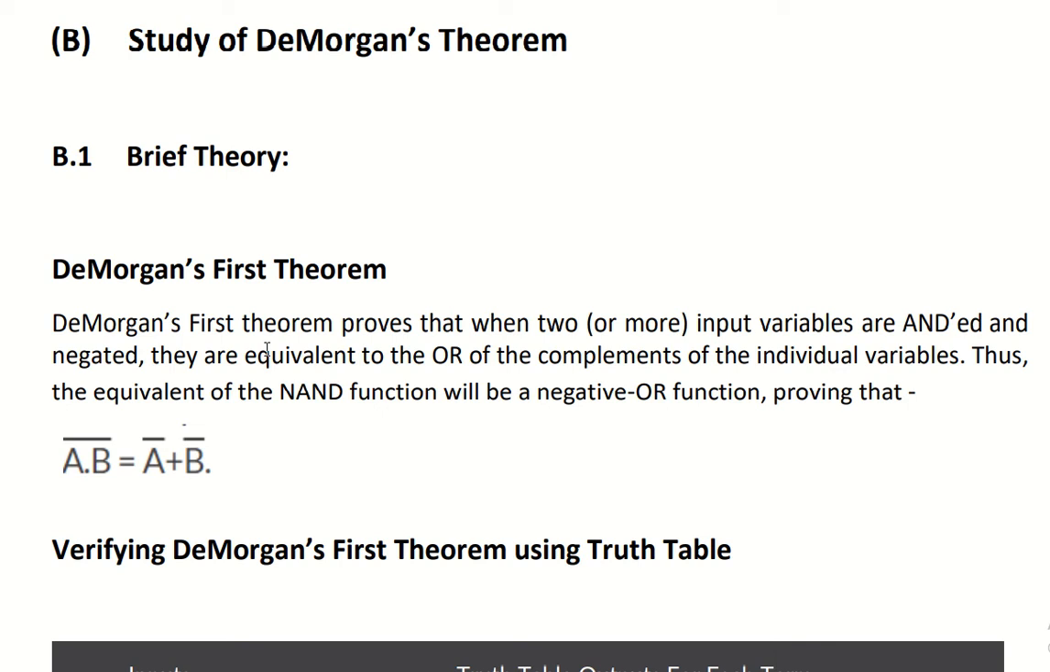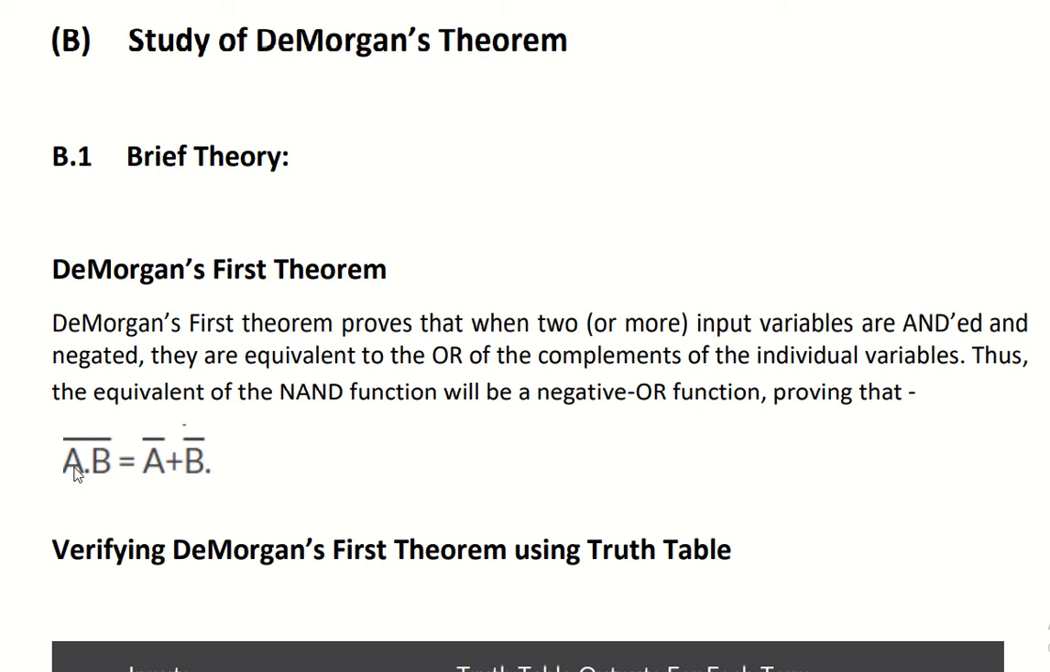You can see that DeMorgan's first theorem states that if we have two or more variables and we perform an AND operation of the variables and we take their complement. So first we have to perform the AND operation, then we have to take the complement or negation of that. That quantity will be equivalent or equal if we take the complements of the same variables and we OR them.